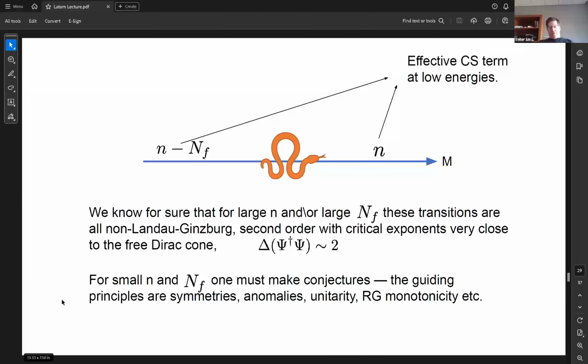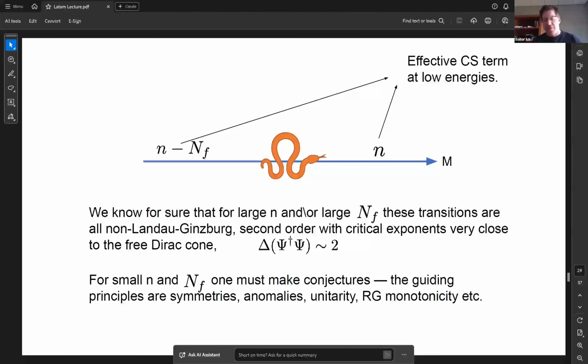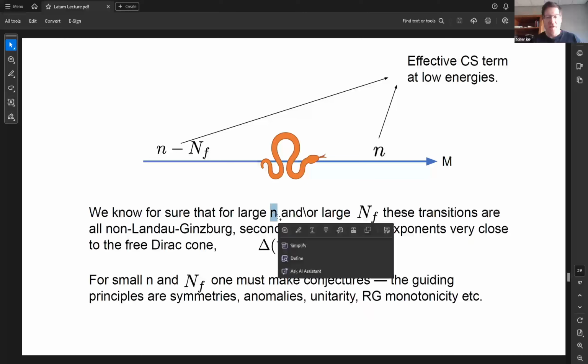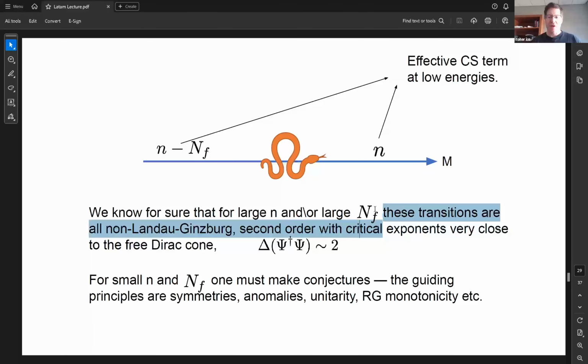So what do we know about this theory from the standpoint of pure theory? We can solve these theories when the integer n is huge or when the integer nf is huge. So when the number of species is very large, or when the Chern-Simons coupling is very large, so the magnetic flux through the solenoids is very small, we can solve these theories.